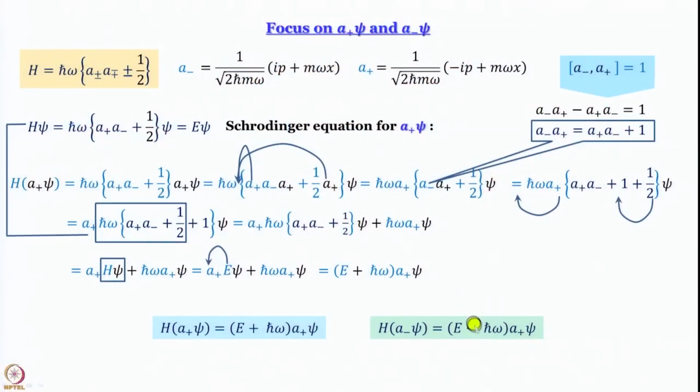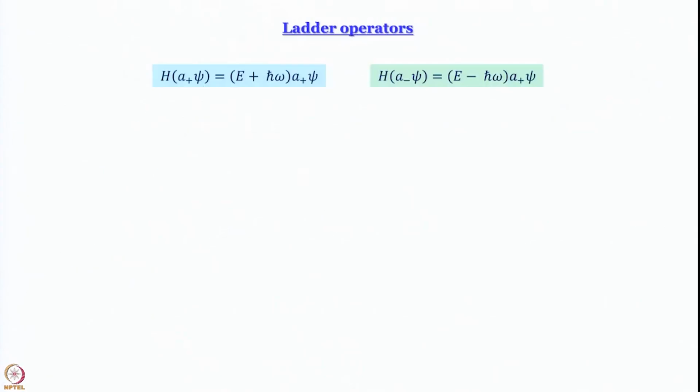Similarly, now I ask you to work this out yourself. Please convince yourself that H operating on A minus psi is equal to E minus H cross omega times A minus psi. Sorry, this is a printing mistake, H operates on A minus psi to give us E minus H cross omega A minus psi. This is a peril of copy paste, I just copy pasted and forgot to change plus to minus, please correct it yourself. But let us go ahead and now conclude this discussion on ladder operators.